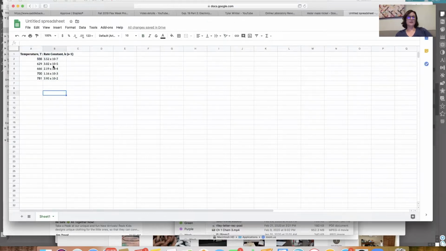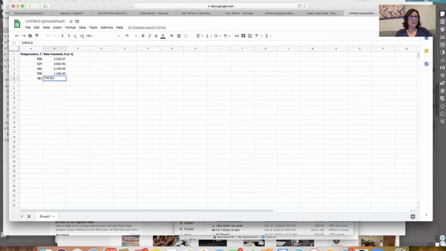So there's my data, but I have to do a little something to it, because just like a calculator, you need to enter this in correctly. Instead of the 3.52 times 10 to the negative 7, I'm deleting the times 10 to the and replacing it with an E, because that's how the spreadsheet is going to recognize the number. I'm doing that for all of these.